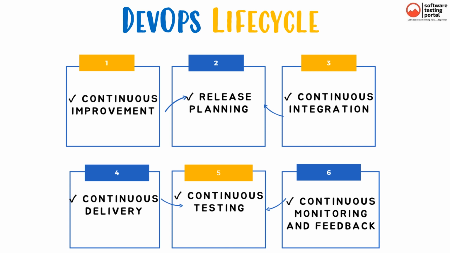Fourth, continuous delivery. It's again a software development practice where code changes are automatically built, tested, and prepared for a release to production. It expands upon continuous integration by deploying all code changes to a testing environment or a production environment after the build stage. When continuous delivery is implemented properly, developers will always have a deployment-ready build artifact that has passed through a standardized test process. Fifth, continuous testing.